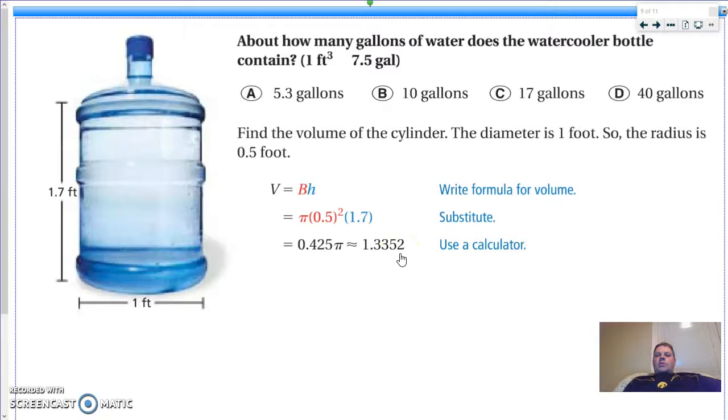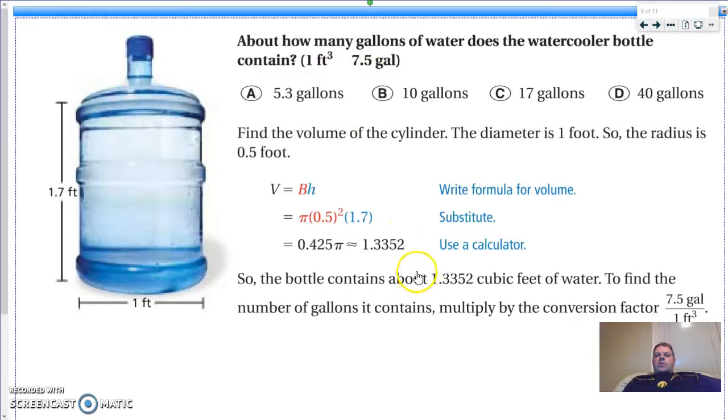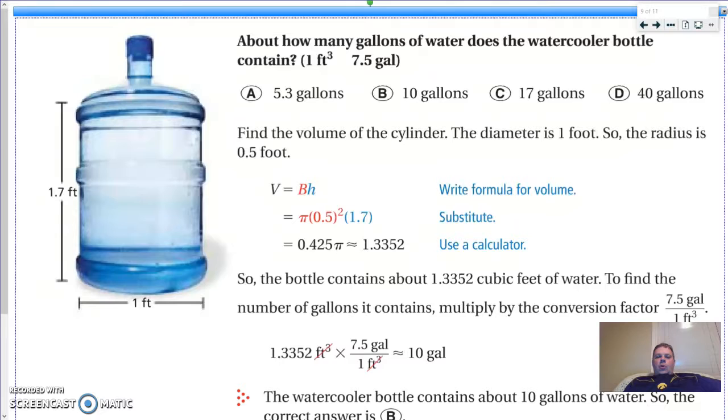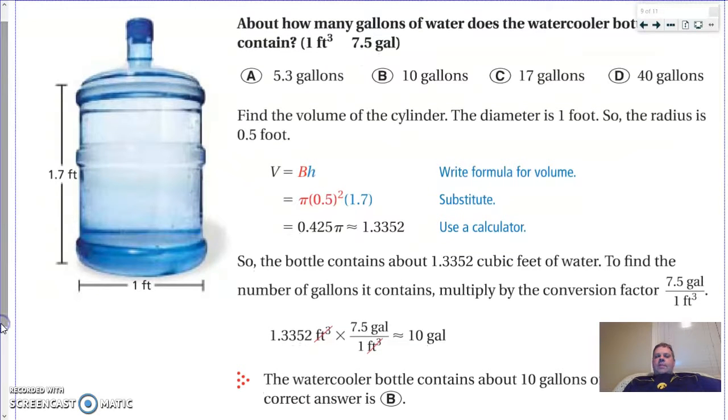1.3352. Here's where we have to use the information that 1 cubic foot equals 7.5 gallons. So if this is the cubic feet, we will take 7.5 gallons for 1 cubic foot. 1.3352 cubic feet times 7.5 gallons equals approximately 10 gallons. Therefore, the water cooler contains about 10 gallons of water, so the correct answer is B.